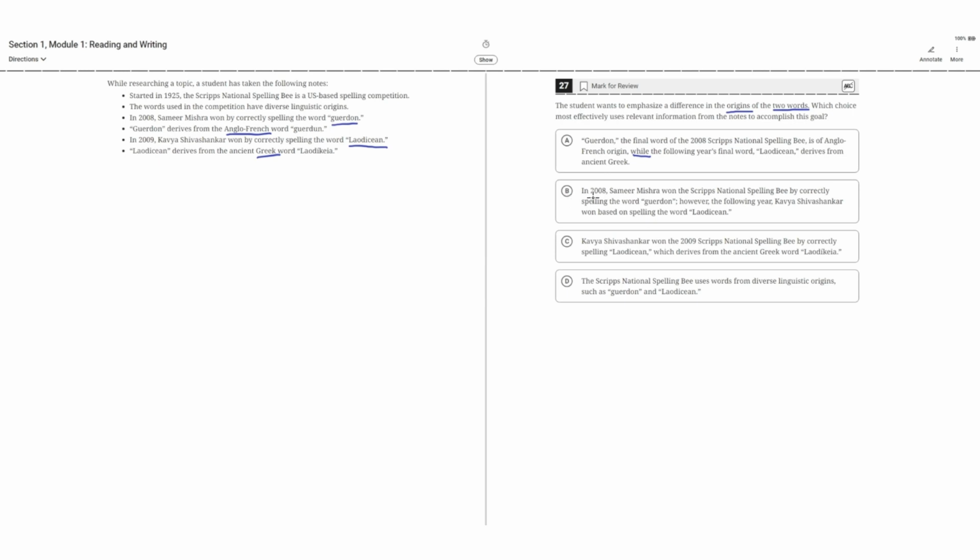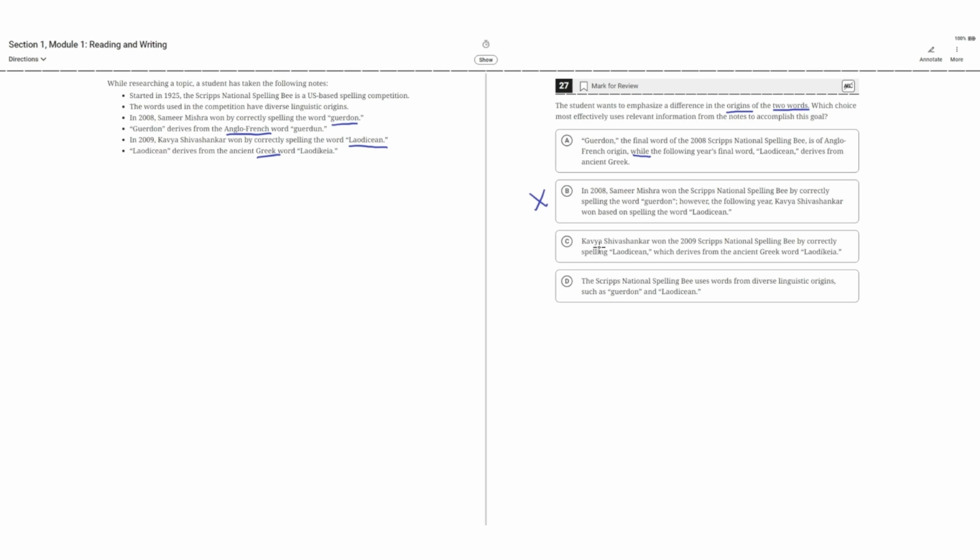Okay, so let's look at answer choice B. In 2008, Samir Mishra won the Scripps National Spelling Bee by correctly spelling the word guerdon. However, the following year, Kavya Shiva Shankar won based on spelling the word Laodicean. So B is not a good answer choice because the first part of the sentence is simply saying that he won by spelling the word guerdon and that she won by spelling the word Laodicean. It's not creating a contrast between the origins of the words, it's just creating a contrast between the words themselves. It should have mentioned that the origin of the word in 2008 was Anglo-French and that the origin of the word in the following year was Greek. So this answer choice is creating a contrast between the words themselves. So it's not a good answer choice.